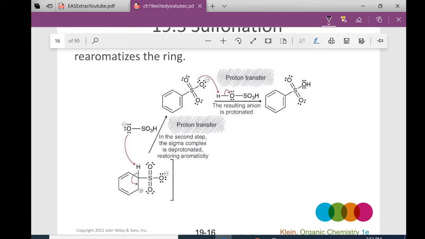So at the end, something comes along acting as a base, pulling off that hydrogen that is being replaced in this case, leaving the SO3 group on the ring, which is negatively charged, that can go ahead and pull a hydrogen off and give us our final product.